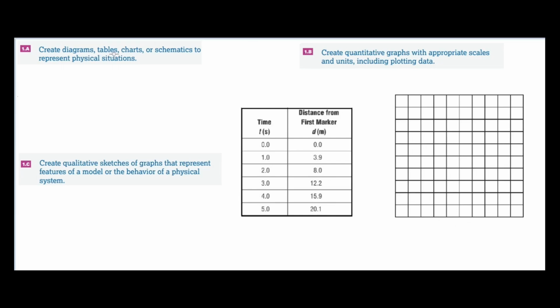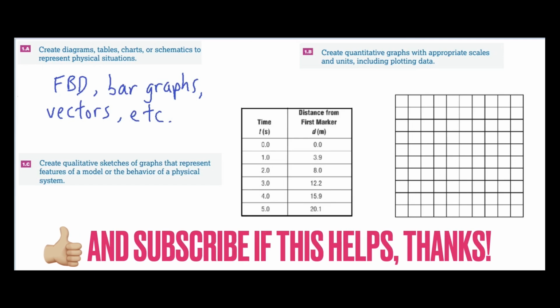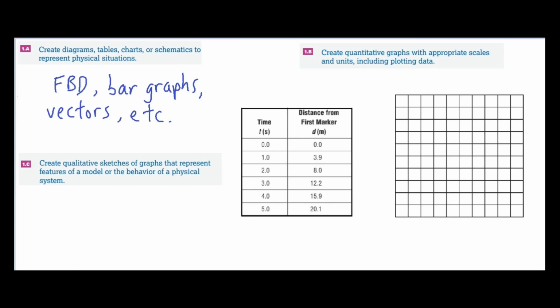So when it says create diagrams, tables, charts, schematics, and things like that, they're really talking about, are you able to read a situation, look at a diagram, and be able to develop some kind of diagram based on the stuff that they're showing you. Maybe something like a free body diagram. You might have stuff like bar graphs. You might draw some vectors on some different diagrams, etc. Okay, obviously there's a lot of variation there. It really depends on the type of situation. They could ask you for any kind of physical representation or graphic of what they're explaining or showing to you.